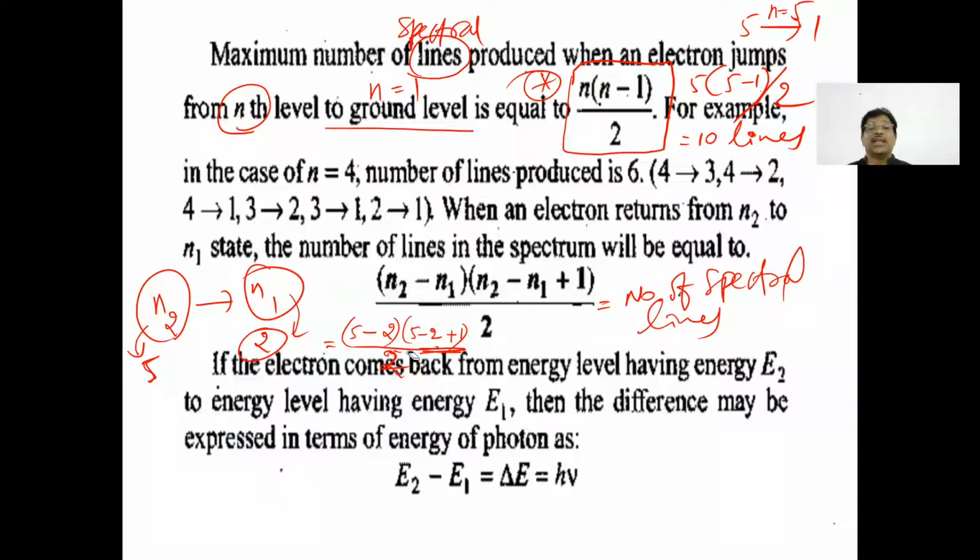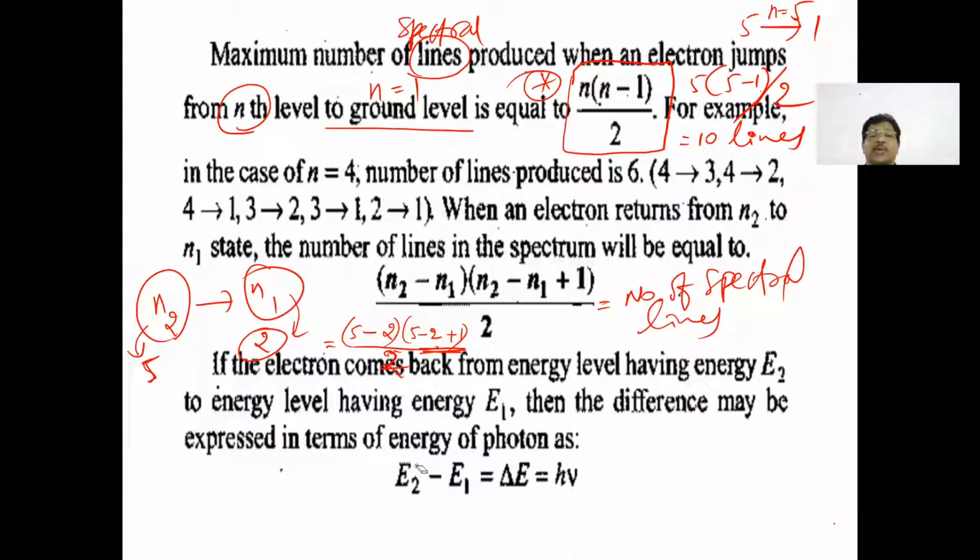In this way, we can calculate the number of spectral lines produced when the electron jumps from the n2 orbit to the n1 orbit, that is, when the electron is not coming to the ground state. This formula is a very important formula to be understood. The number of spectral lines produced is a very important concept, and we have to understand that point.